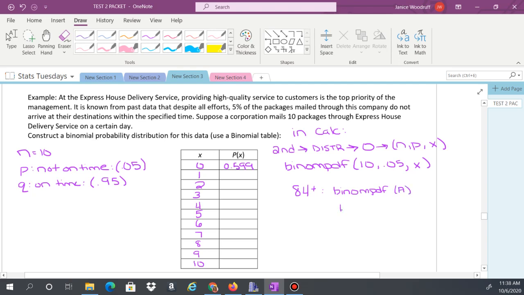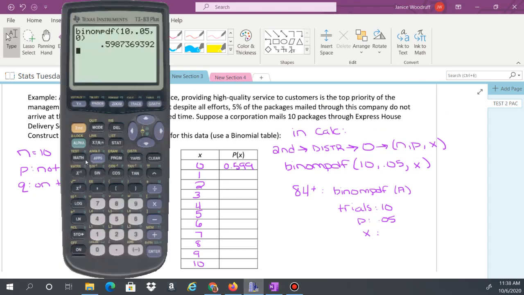It'll say trials. So you're going to fill in the number of trials, and then the P, and then the X. And then you would hit calculate on your 84. All right, you can do this in a list or you can do each one individually. Lists are going to make it less time consuming for you. So I'm going to put this in a list.